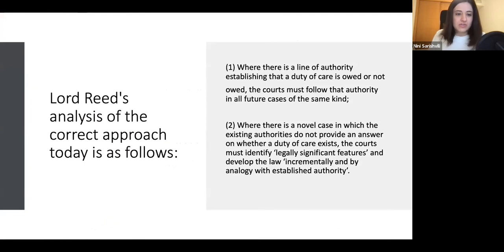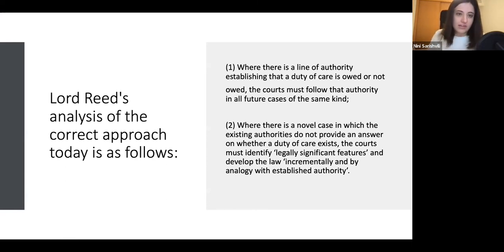Lord Reed's analysis of the correct approach today is as follows. Where there is a line of authority establishing that a duty of care is owed or not owed, the courts must follow that authority in all future cases of the same kind. In simple words, if there is a situation where duty of care was established, in future cases the courts should also find duty of care on similar facts.